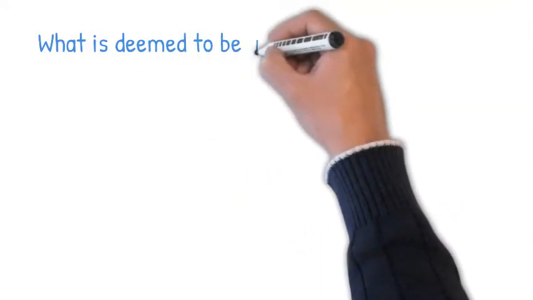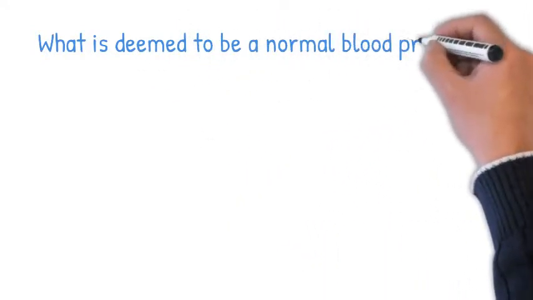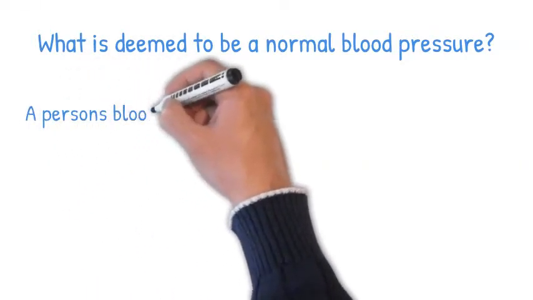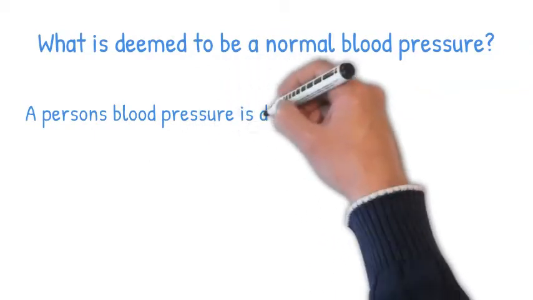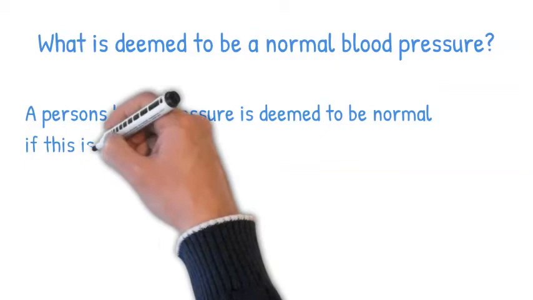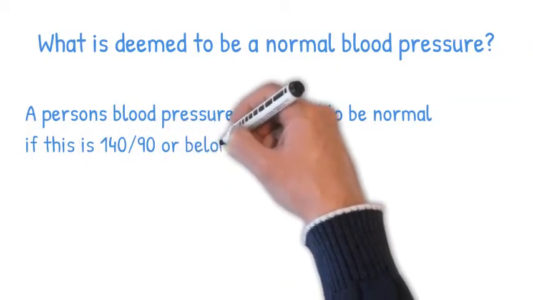What is considered a normal blood pressure? Well, a blood pressure is seen as normal if it's 140/90 or below in a person aged 80 or less, or 150/90 or less in a person who's aged 80 or more. Please remember, this is in the clinic situation.